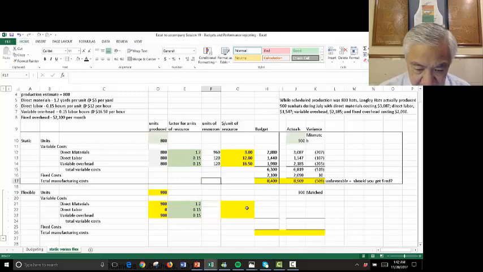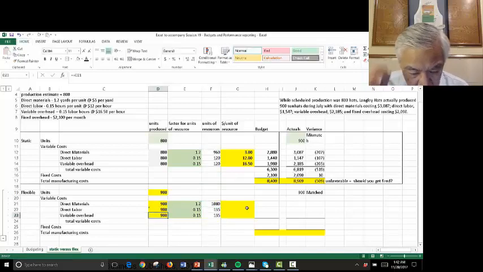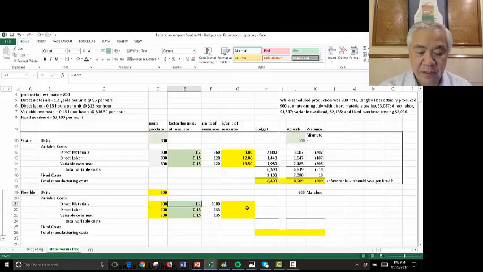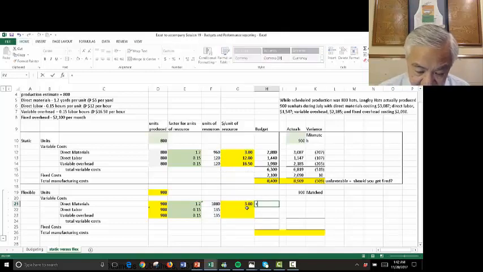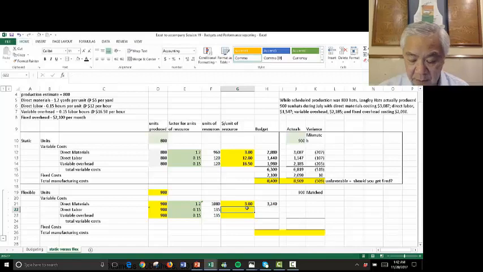The formulas here are the same too. What we're saying is that if we made 900 units and we expect 1.2 yards per unit, then we should use 1080 units or yards of fabric. And the fabric cost should be $3, which means we should have spent 1080 times $3.